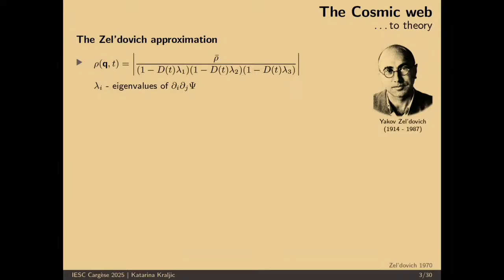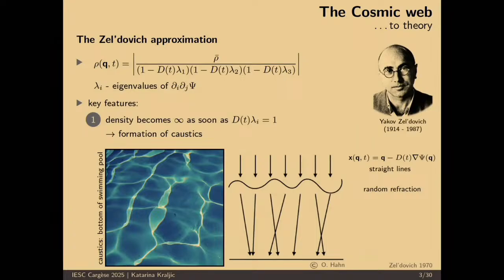The Zeldovich approximation, strictly speaking, is valid only in the regime where this D(t) λ_i is much smaller than 1. However, Zeldovich predicted that it should still be a qualitatively good approximation at the beginning of the nonlinear regime where this D(t) λ_i is close to 1, and even shortly after that. So what are these two key things that we can learn? The first one is that the density becomes infinite when this D(t) λ_i equals 1.